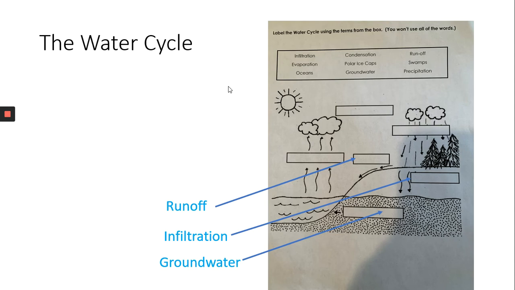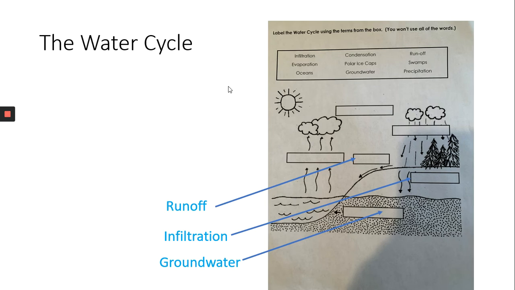When water falls from the sky as precipitation, it could run off into our rivers, lakes, and streams. The water that does not run off is infiltrated into the ground. That means that it just soaks or seeps into the ground. The third box is groundwater. The top of the zone of water is called groundwater and moves through the watershed in a process called groundwater flow.